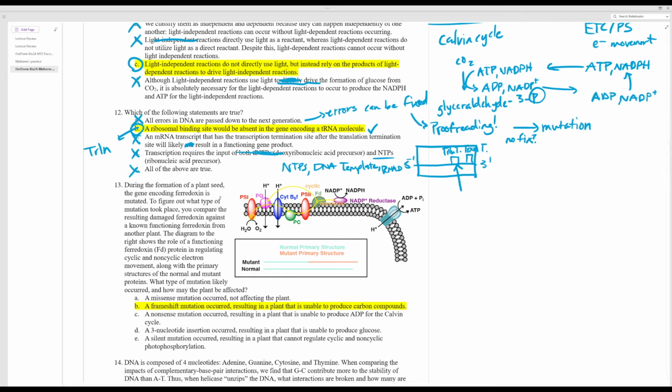Question 13, during the formation of a plant seed, the gene encoding ferredoxin is mutated. Once again, this is exact. I'm asking you basically what is the purpose of ferredoxin. To figure out what type of mutation took place, you compare the resulting damaged ferredoxin against a known functioning ferredoxin from another plant. The diagram to the right shows the role of a functioning ferredoxin. So the goal of ferredoxin, right, is to regulate cyclic versus non-cyclic.